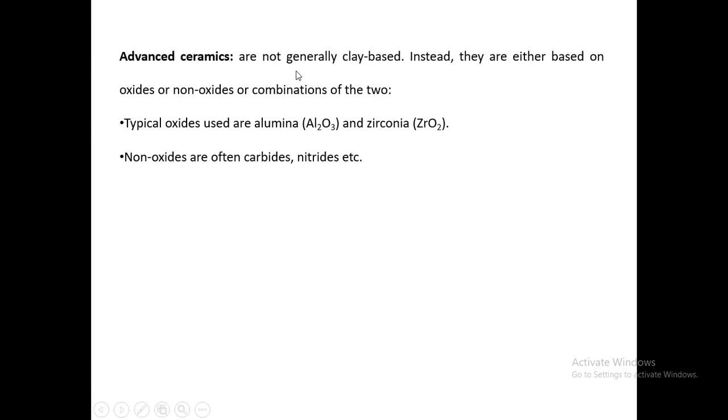So, the traditional ceramic materials are usually clay based, whereas advanced ceramics are not clay based. Instead, they are either based on oxides or non-oxides or a combination of the two. Examples of oxide based advanced ceramics are alumina and zirconia. Alumina is the most widely used oxide ceramic. It is used as a refractory material for high temperatures, spark plug insulators, centrifuge lining, thermal barrier coatings, plane bearings, etc. Whereas zirconia is used in grinding ball mills and also as sensors in automotive.